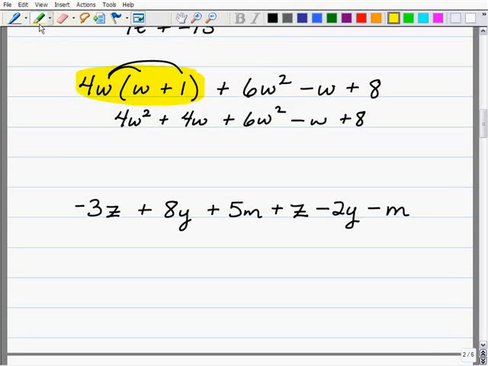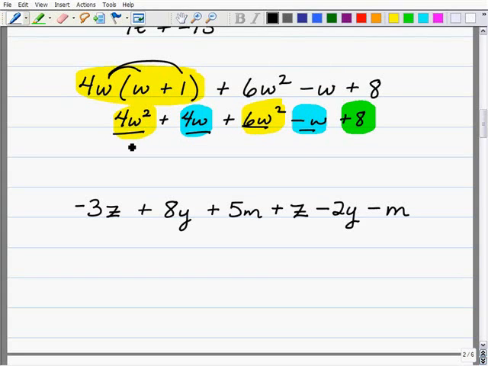All right. And now we're going to take a look at the terms. We have 4w squared, and I have a 6w squared. They're like terms. I have a 4w here. I have a minus w. Those are like terms. And then I'm left with an 8 all over here. Okay, so those are your situations. We have two sets of like terms. So let's go and write those.